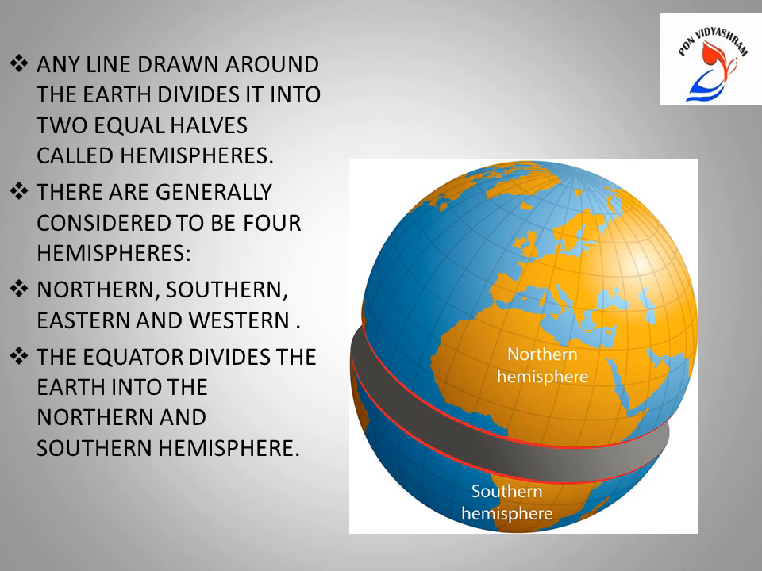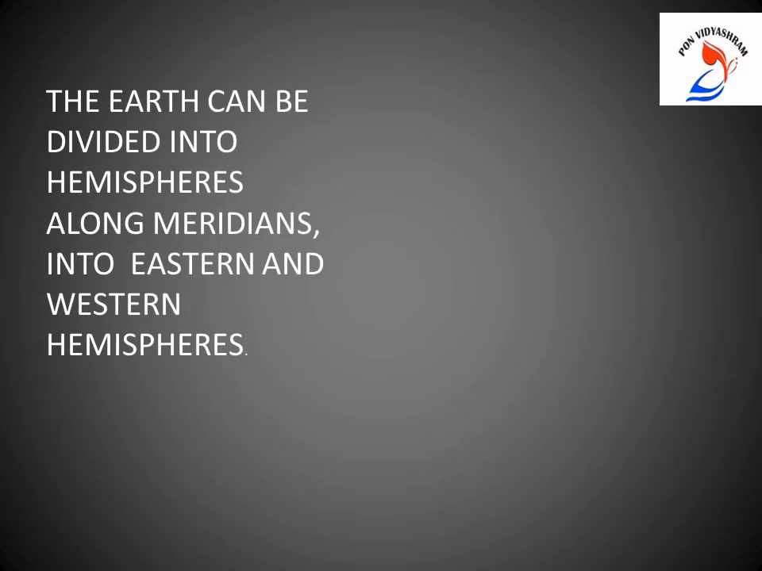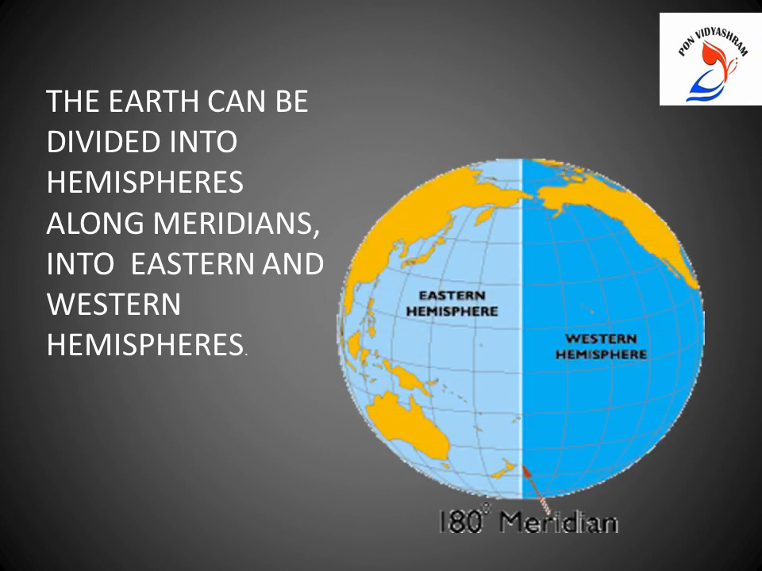Children, can you see the red line? That is the equator. The earth can be divided into hemispheres along meridians into eastern and western hemispheres. Now children, can you see the meridian marked on the diagram? Yes, that is a longitude. That is a vertical, imaginary line drawn on the globe, and it is dividing the earth into two halves, that is the eastern hemisphere and the western hemisphere.